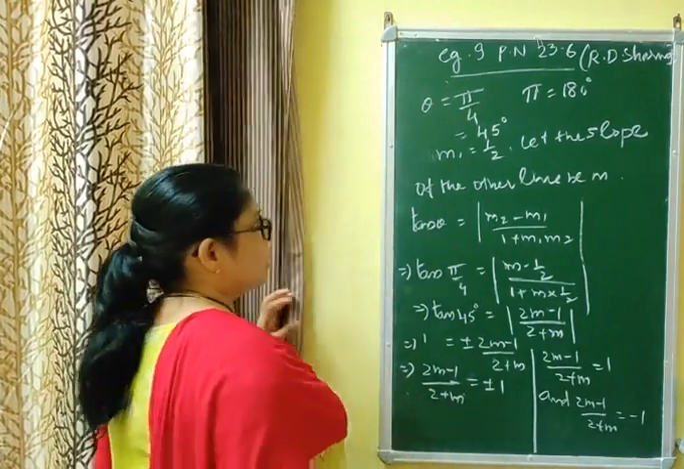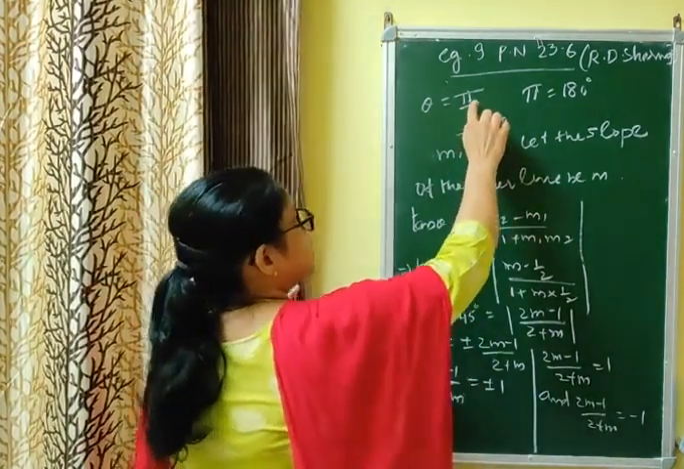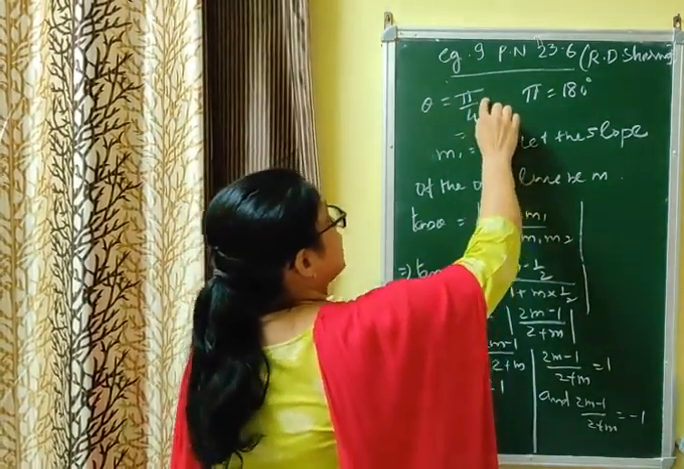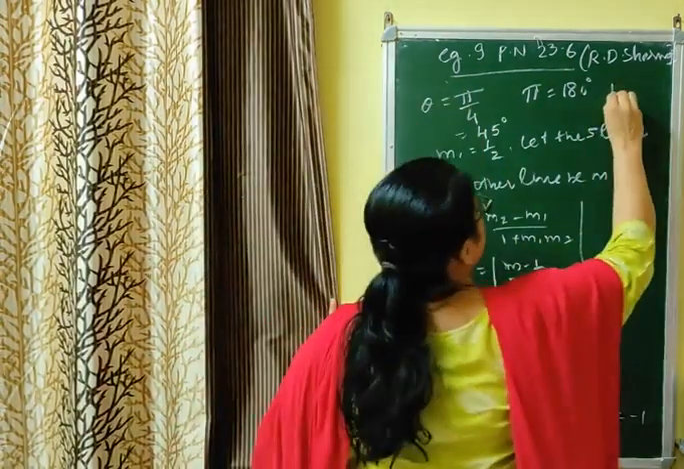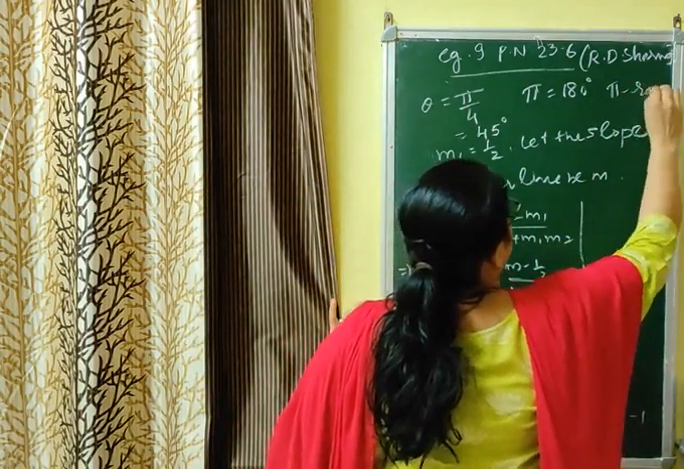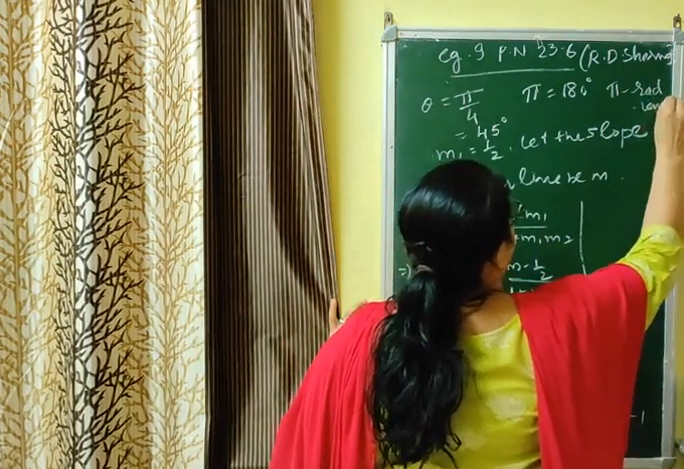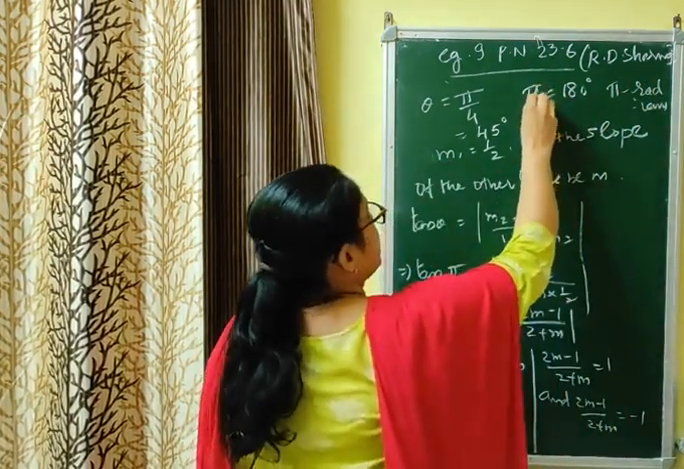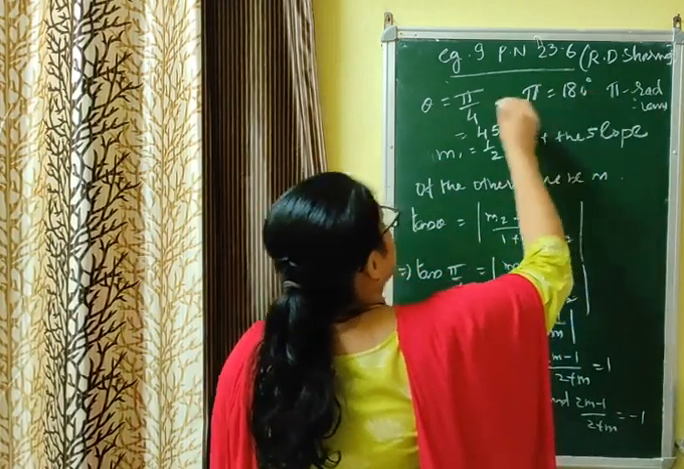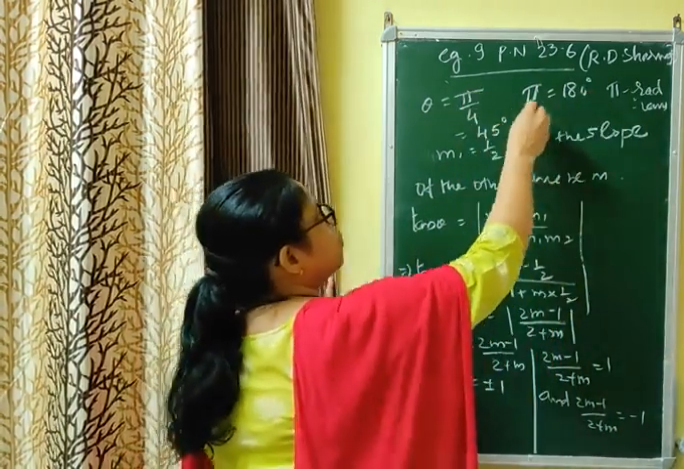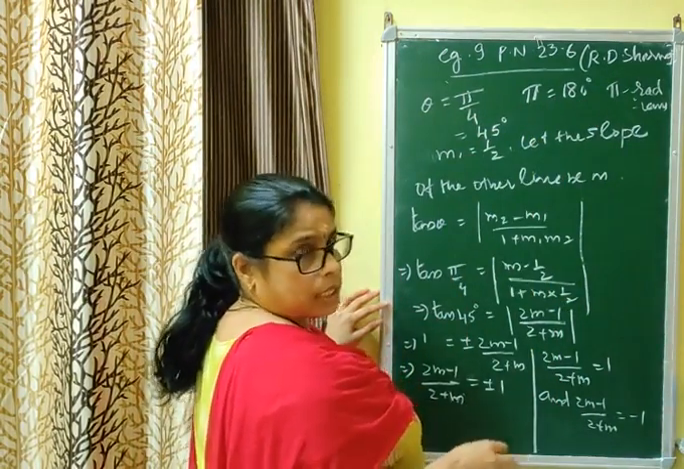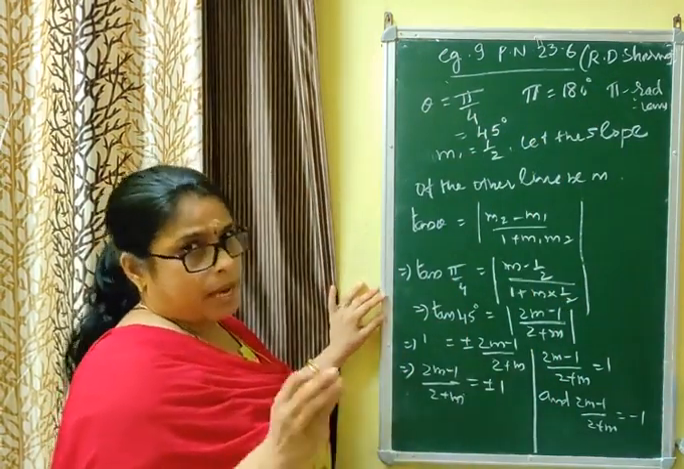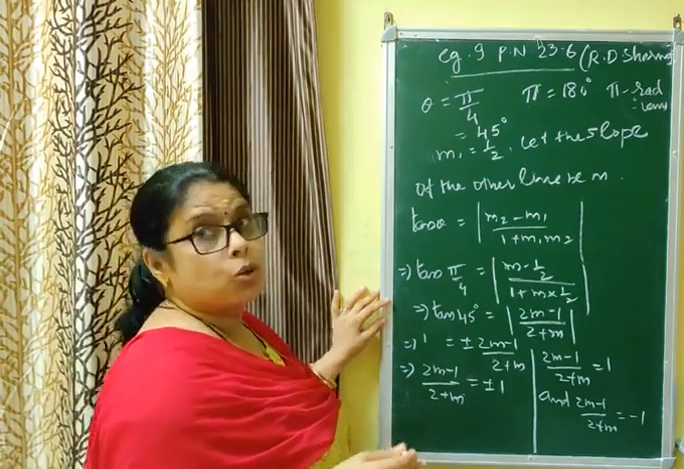Now before starting that, what do you mean by pi? Pi is the unit of angle that is measured in radians, which we will study in trigonometry. Pi is equal to 180 degrees. That means pi by 4 equals 180 degrees by 4, which equals 45 degrees. Pi by 2 is 90, pi by 3 is 60, pi by 6 is 30, like that.